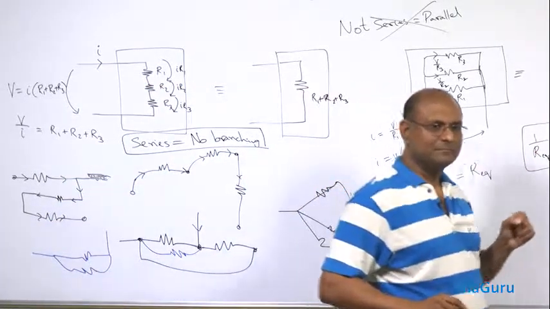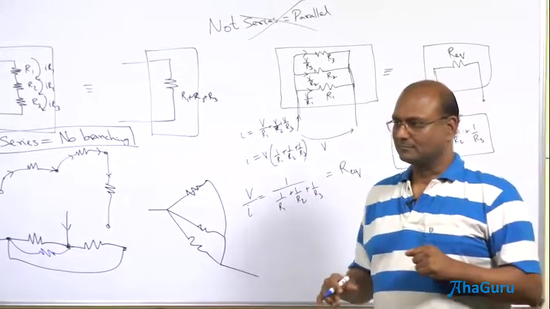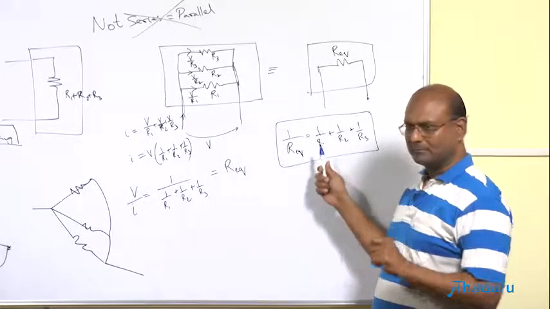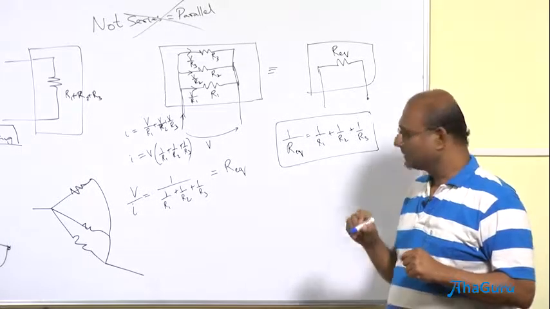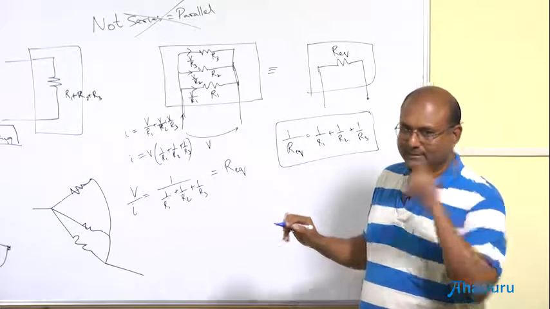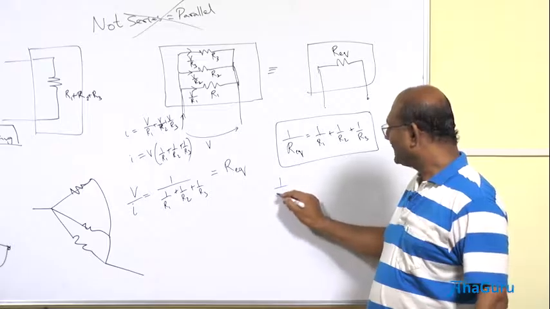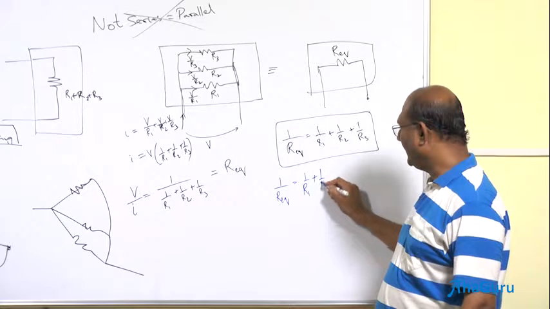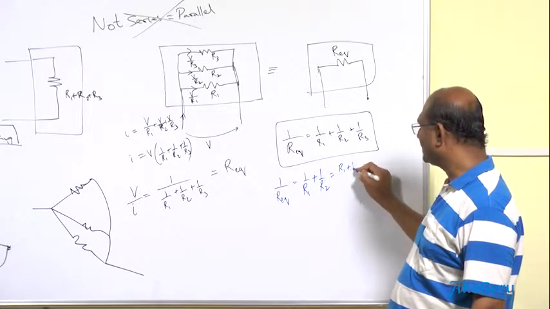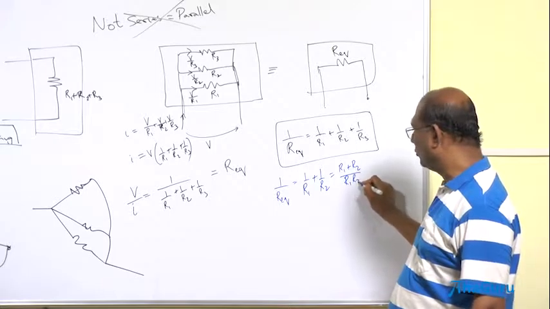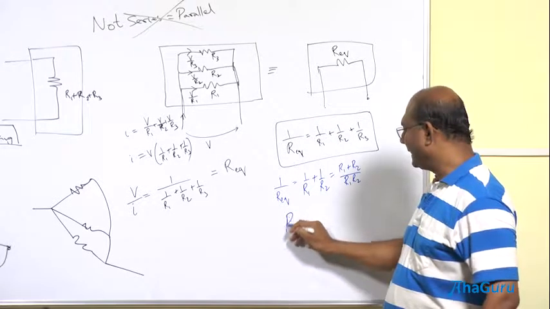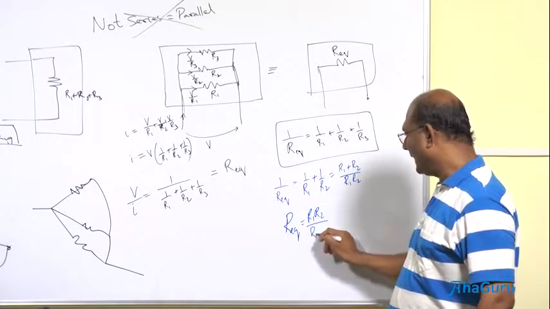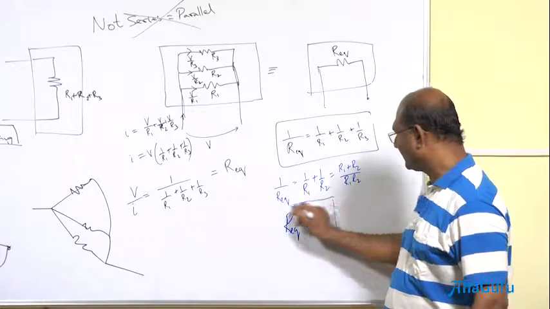This formula I don't like very much. You need to know it. 1 by R is equal to 1 by R1 plus 1 by R2 plus 1 by R3. I am assuming you know this. But let us write this for two resistors. If I had just two resistors instead of 3, then it will be 1 by R1 plus 1 by R2, which is R1 plus R2 by R1 R2. And if I invert this, I will get R equivalent is R1 R2 by R1 plus R2.